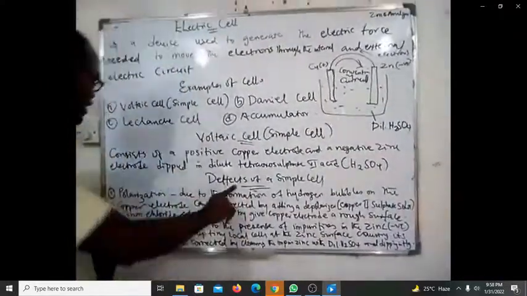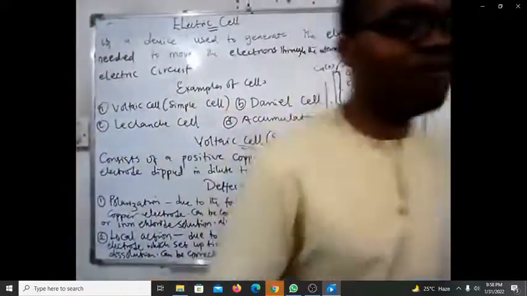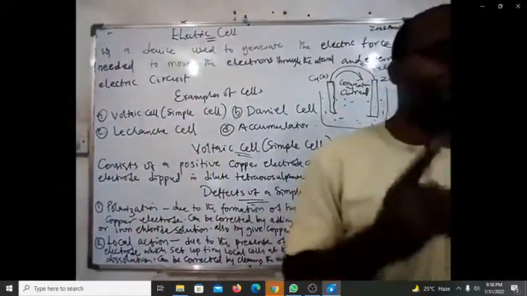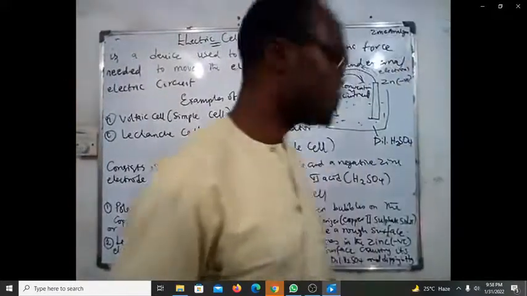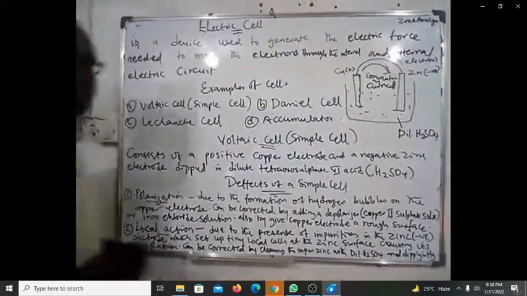Because they have defects. And what are these defects? There are two types of defects of simple cell. We have what we call polarization and local action. We have what we call what? We have polarization and what? Local action. They are the two defects.